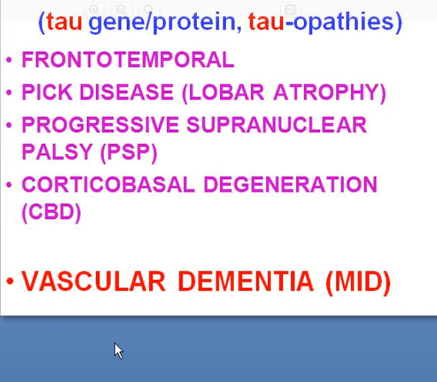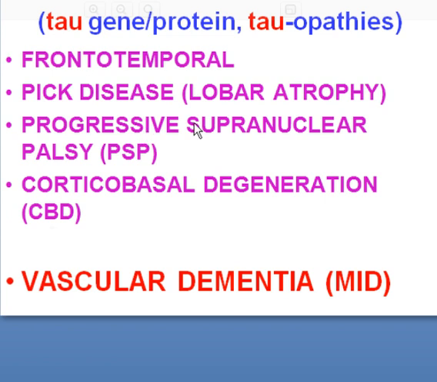Pick disease, named after Dr. Pick. Progressive supranuclear palsy and cortical basal. These are all tauopathies. And you probably are wondering what tau protein looks like. Well, maybe we'll show you in the next slide. We don't know. But remember, these are all relatively rare compared to Alzheimer's disease.